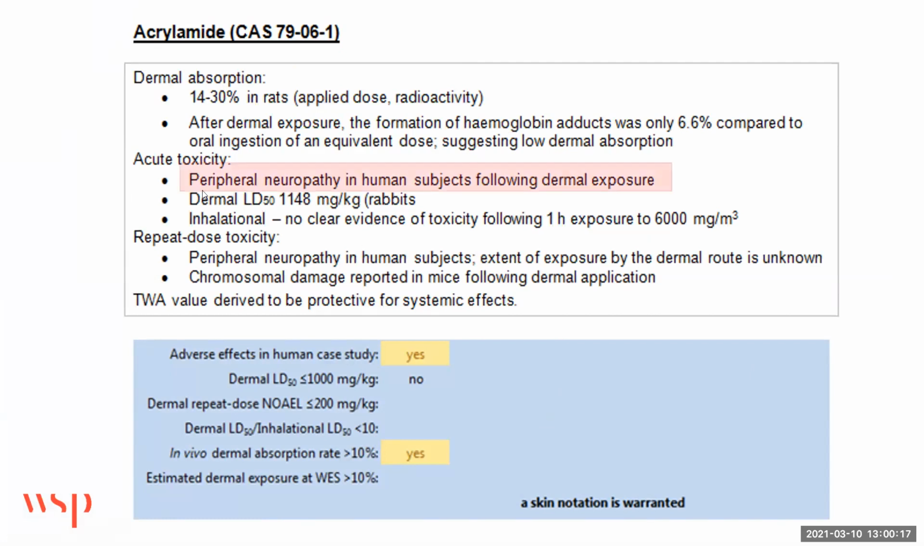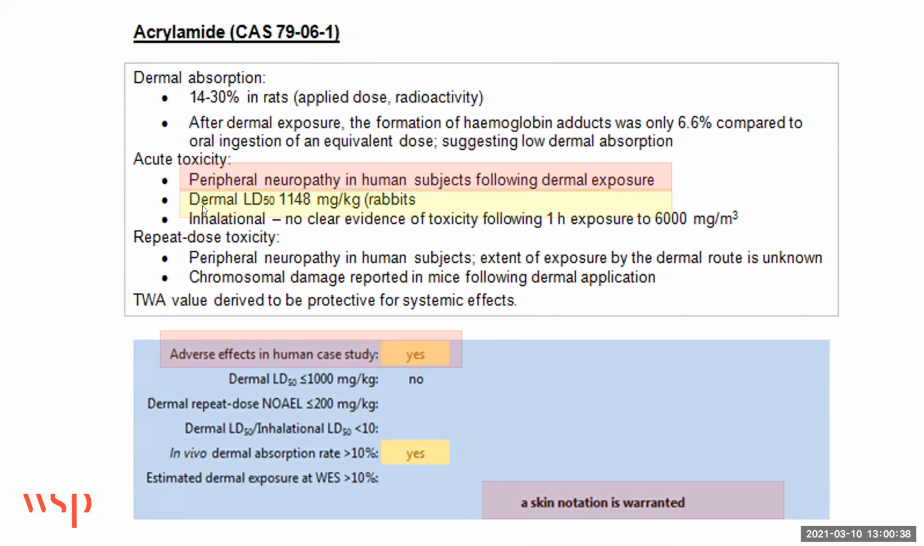So in red, there was evidence in human subjects, peripheral neuropathy. So in the spreadsheet, there'd be a drop down, yes or no. We'd put that in there. It was yes. So therefore, because it was from human data, skin notation was warranted on that. I'll just give you a demonstration of some more.